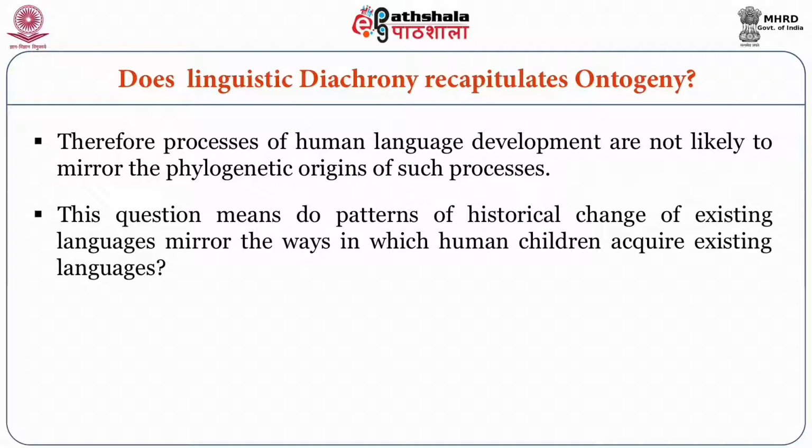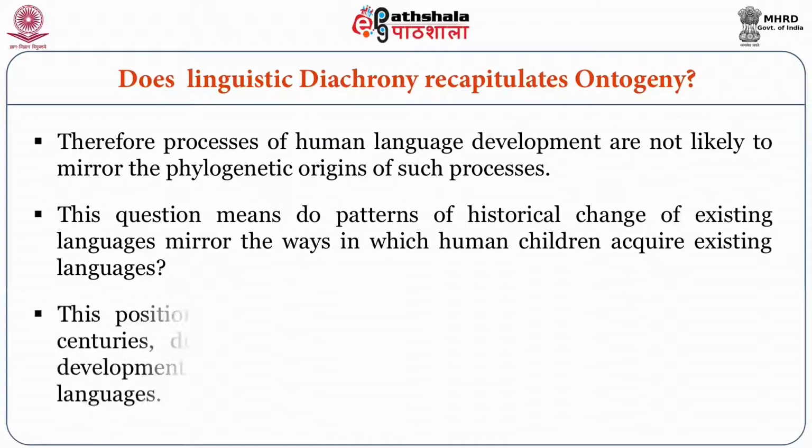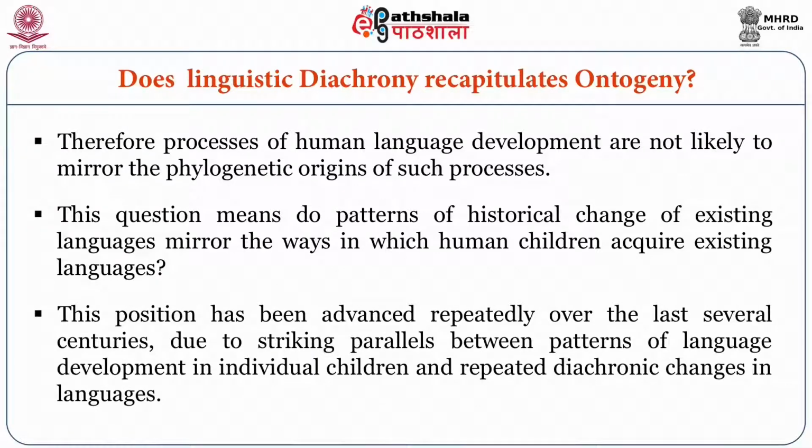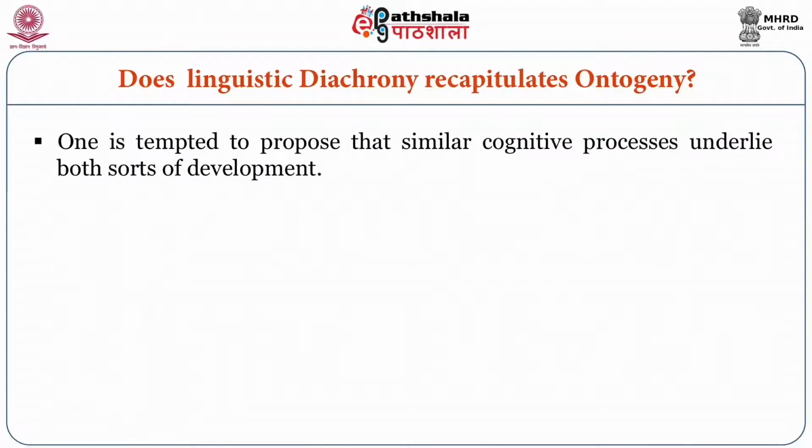Therefore, processes of human language development are not likely to mirror the phylogenetic origins of such processes. Second question, does linguistic diachrony recapitulate ontogeny? The question means, do patterns of historical change of existing languages mirror the ways in which human children acquire existing language? The position has been advanced repeatedly over the last several centuries due to striking parallels between patterns of language development in individual children and repeated diachronic changes in languages. One is tempted to propose that similar cognitive processes underlie both sorts of development.